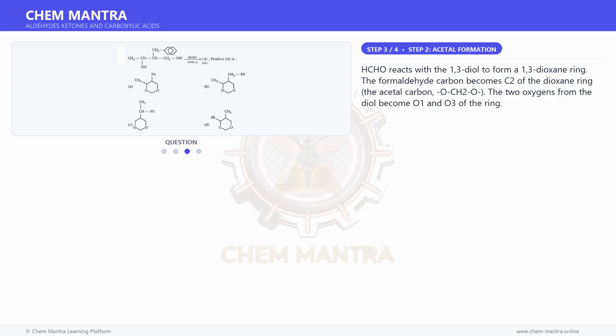Moving on to the next step. HCHO reacts with the 1,3-diol to form a 1,3-dioxane ring. The formaldehyde carbon becomes C2 of the dioxane ring, the acetal carbon, OCH2O. The two oxygens from the diol become O1 and O3 of the ring.